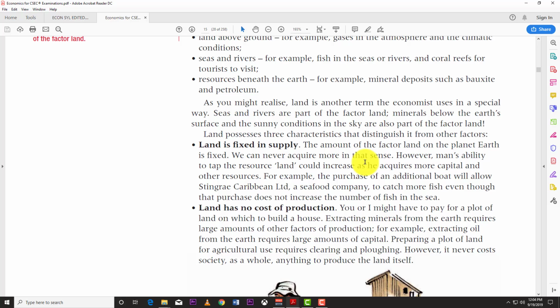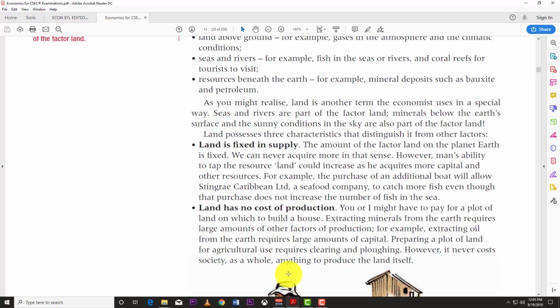A next characteristic of land is that land has no cost of production. See what they say here? Land has no cost of production. You or I might have to pay for a plot of land on which to build a house. Extracting minerals from the earth requires a large amount of other factors of production. For example, extracting oil from the earth requires a large amount of capital. Preparing a plot of land for agriculture requires clearing and plowing the land. However, it never costs society as a whole anything to produce the land itself.